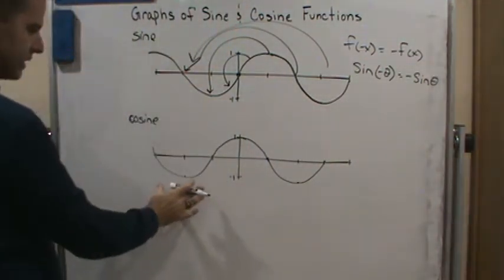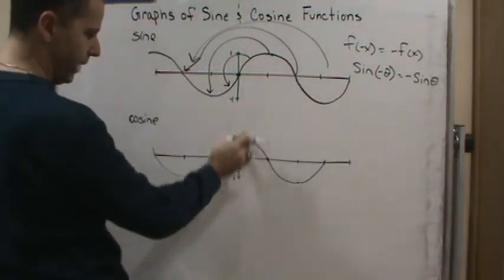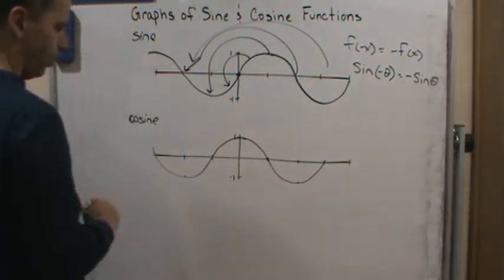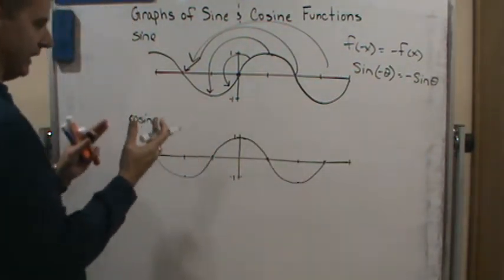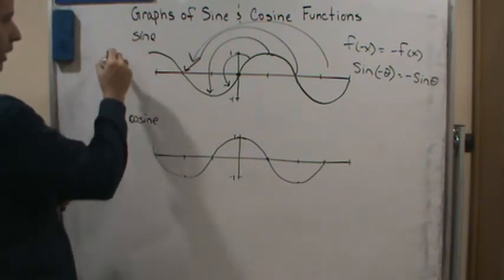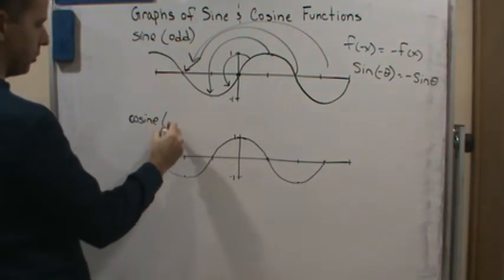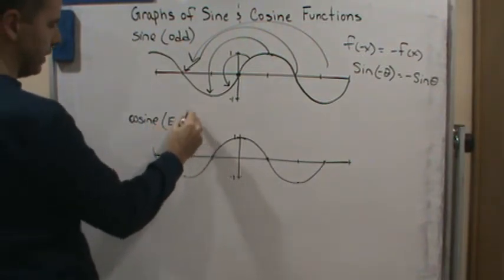Now cosine, if you look at cosine, and I'll just erase this piece right here, you can see that this is symmetric with respect to the y-axis, okay? And so you could fold it over. Well, what does that tell us? That tells us that this is an even function. So sine is odd, cosine is even.